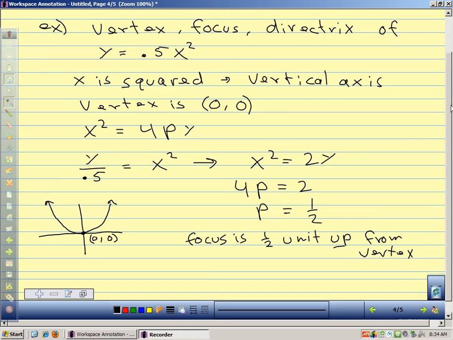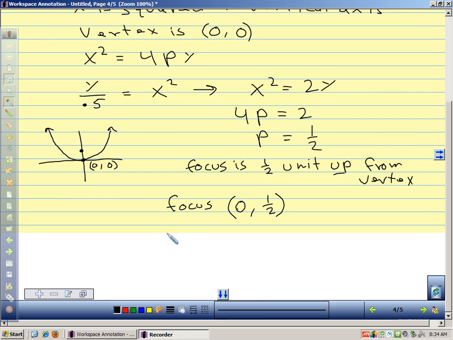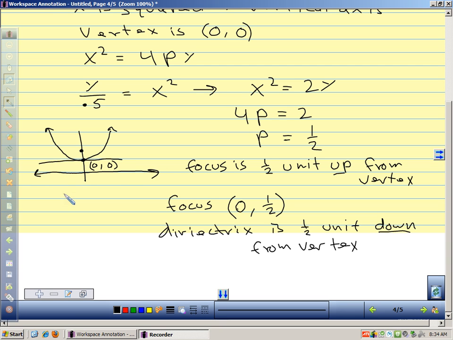So the focus is 1/2 unit up from the vertex. Our focus is going to be up here. So the focus is at 0, 1/2. I'm on the axis, so I just move up 1/2 unit. And our directrix is 1/2 unit down. So our directrix is going to be down here, like so, and my equation for the directrix is y equals minus 1/2.